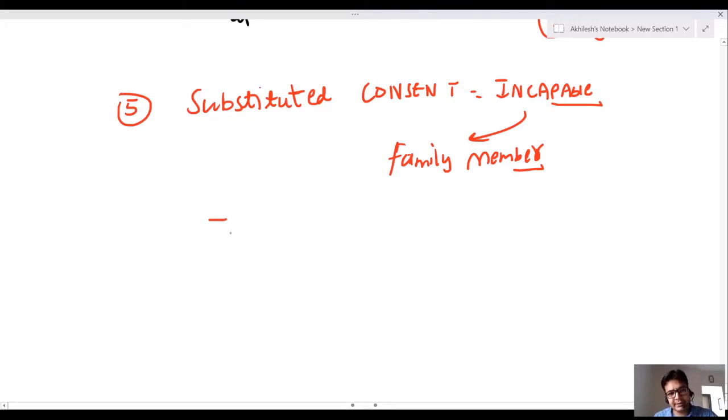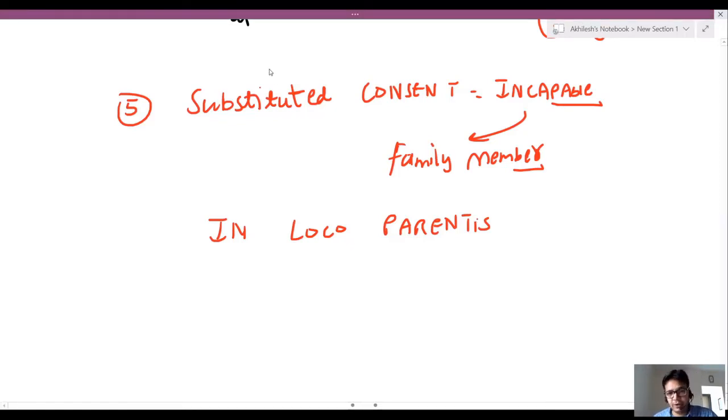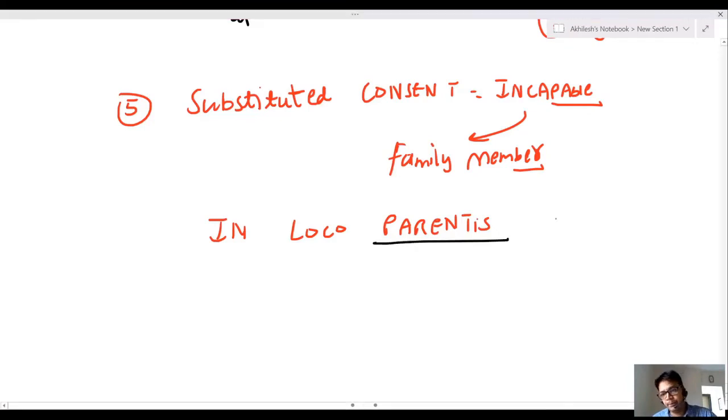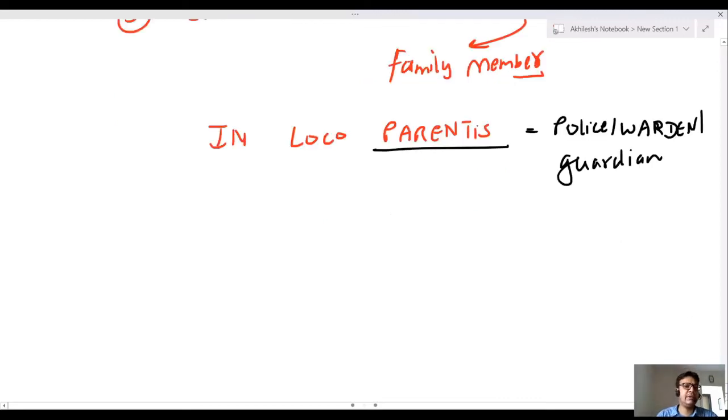In loco parentis: sir, sometimes parents are not available. You are a minor child, less than 18 years of age, and you are going for surgery, but your parents are not available. Police, warden, guardian, these can give consent. That is known as in loco parentis.